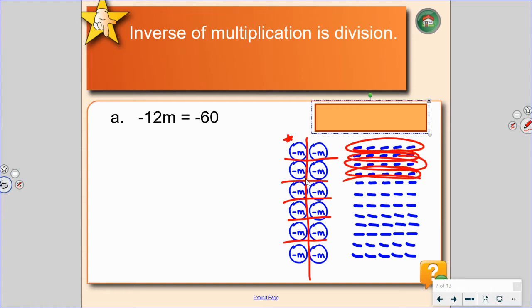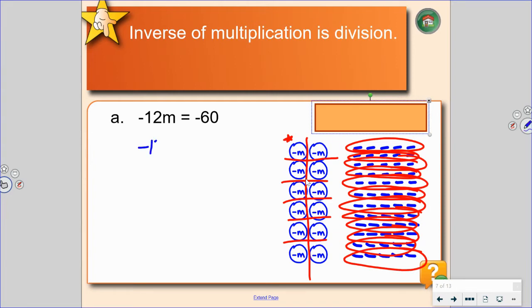But as I go ahead, I'm going to rewrite it on the other side. I want you to think about what happens if you divide both sides by 12. Is that really what you want? So let me take negative 12m, or the opposite of 12m, divide by 12. Let me take negative 60, divide by 12. And of course, on this side, it appears that there are negative 5 in each group. But what does that leave us with over here?